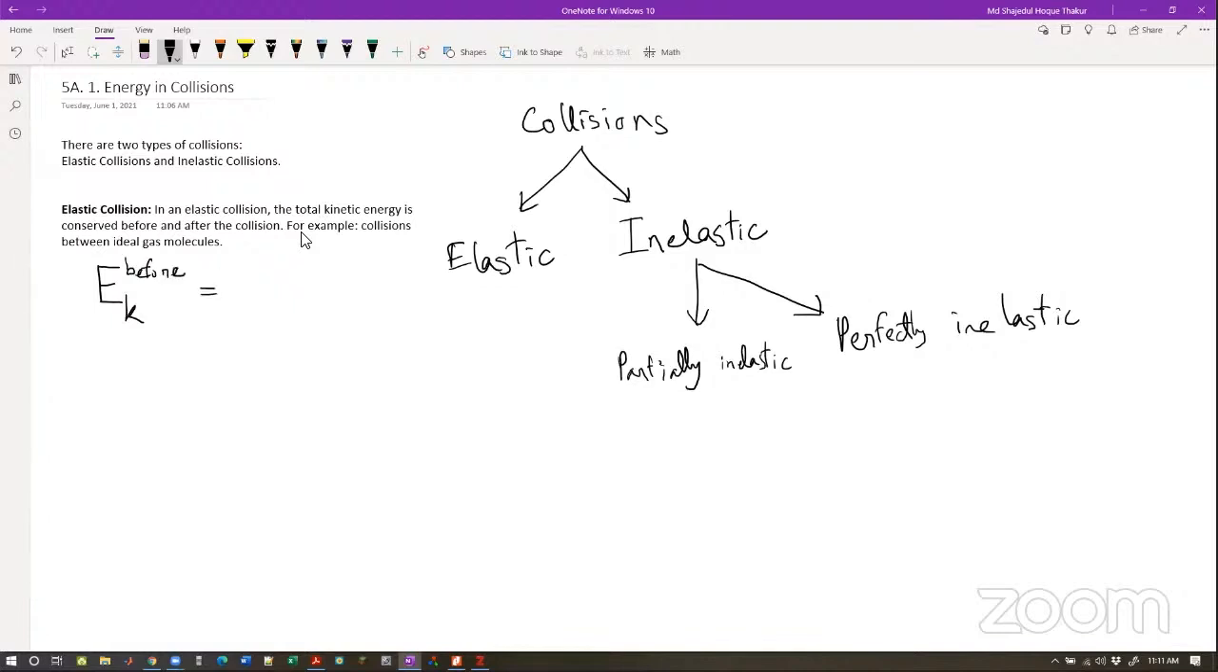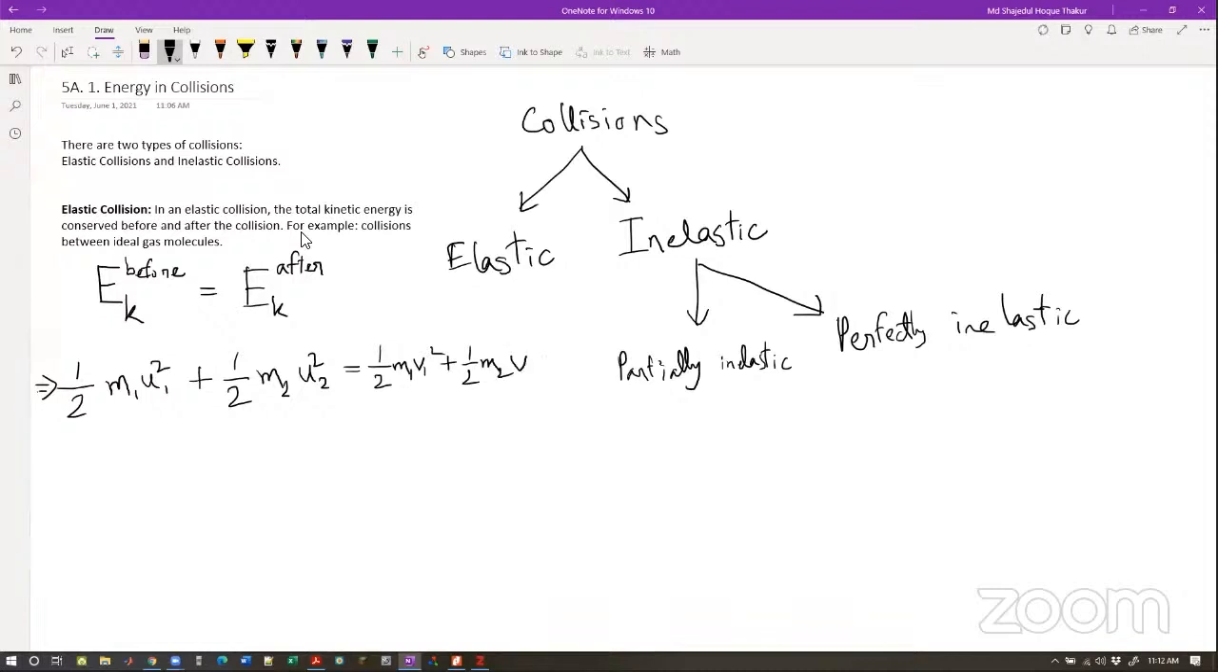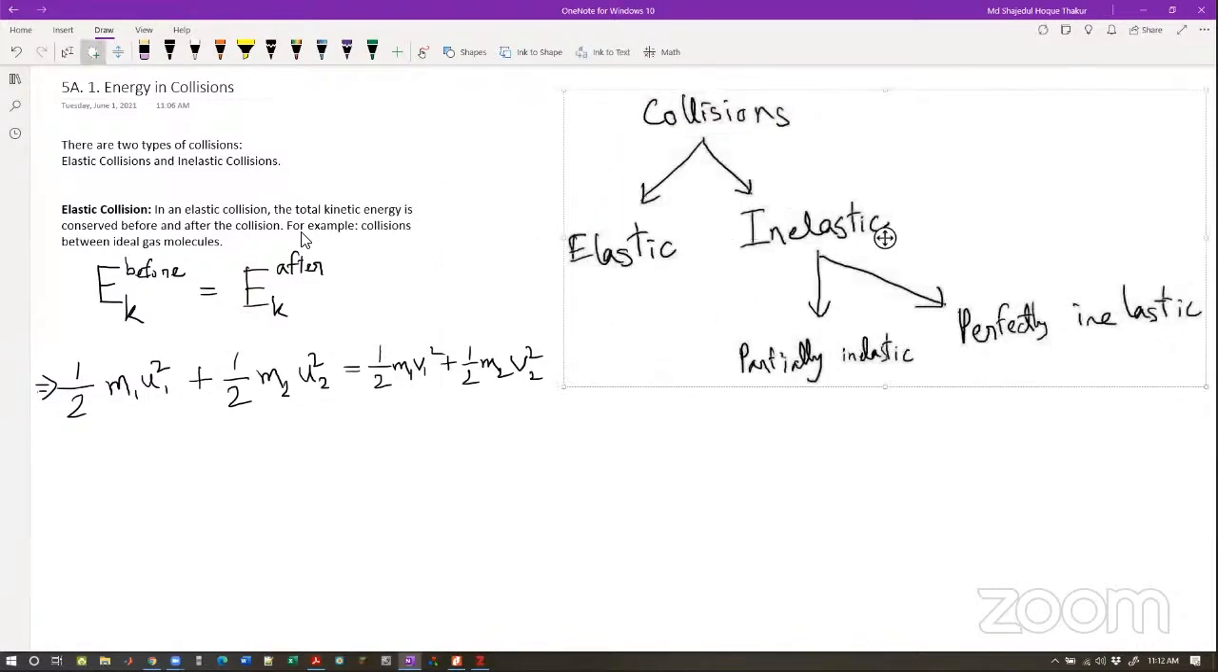Then I can say that kinetic energy, EK, total kinetic energy before collision is equal to total kinetic energy after collision. So if I write that out in formula, that becomes half m1 u1 squared, where u1 is the initial velocity of object 1, plus half m2 u2 squared, is equal to half m1 v1 squared plus half m2 v2 squared. This is for two objects that are colliding and the collision is elastic in nature.